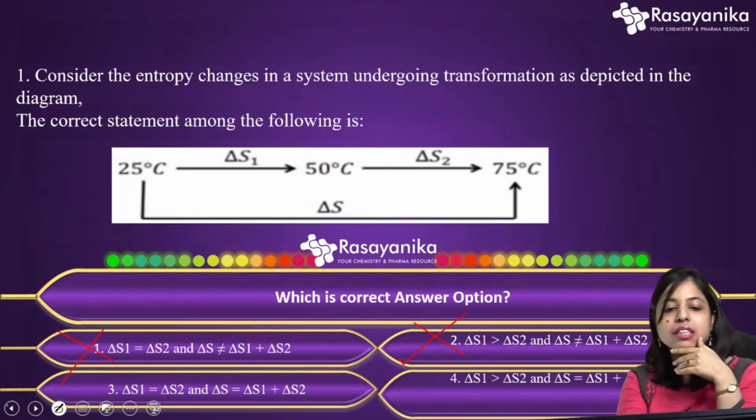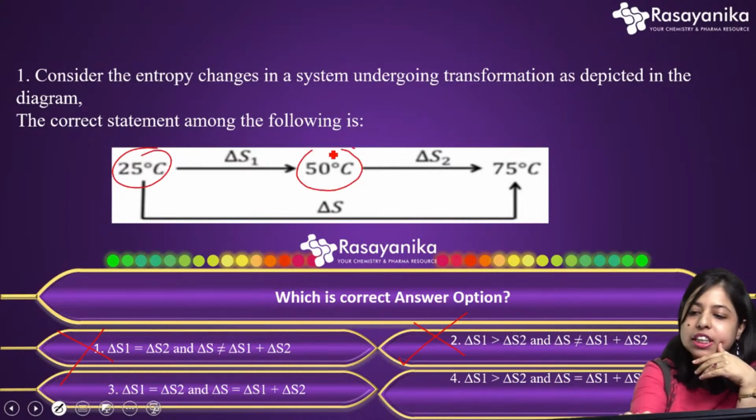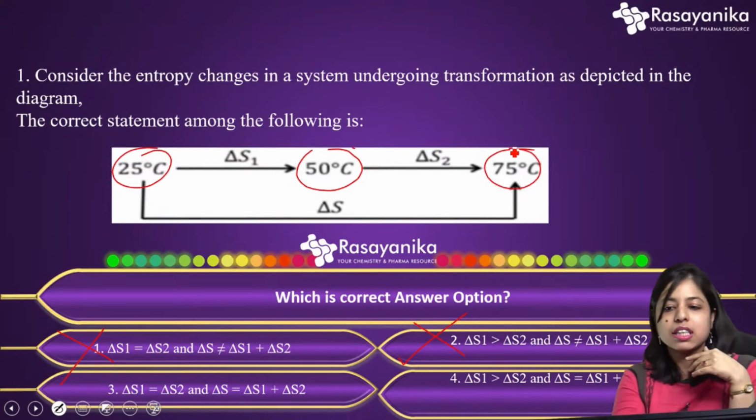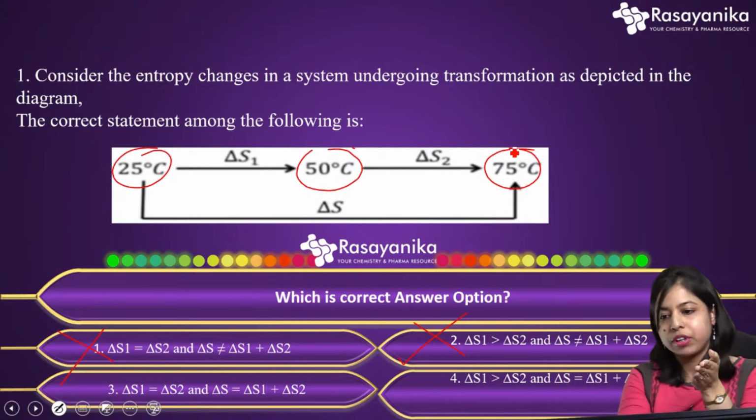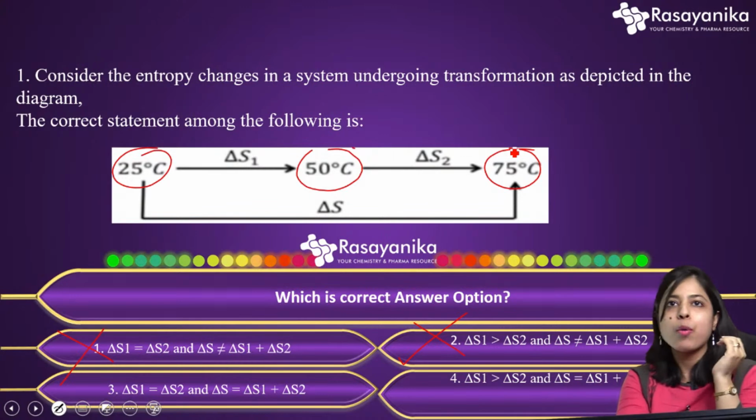So just look at our options and the diagram. There is a strict increase of temperature, right? It increases from 25 to 50, then 50 to 75. So this increase of temperature is occurring here. So what will delta S be? Obviously it is inversely proportional, so delta S decreases.